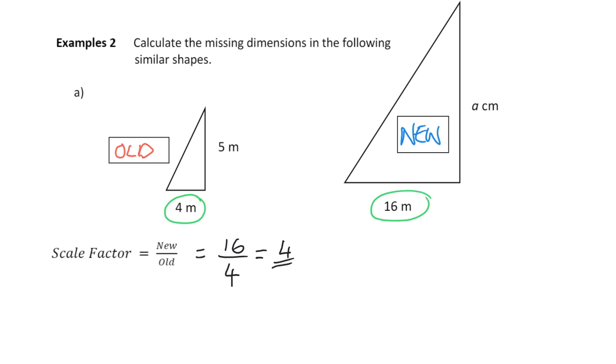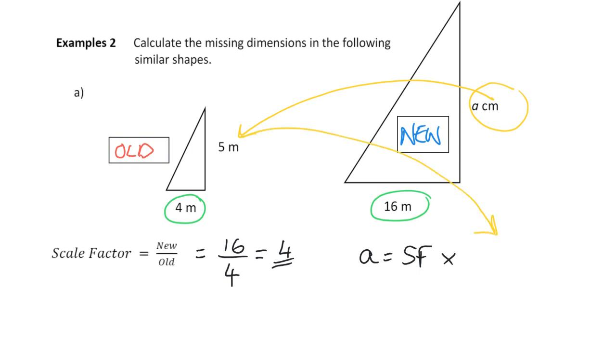Nice and straightforward. Now, how do you find the missing dimension? What are we looking for now? We're looking for this value A. So A is therefore the scale factor times the corresponding side to A. And we've already looked at this before. The corresponding side to A is over on the left-hand side on the smaller old shape. It's 5. So A corresponds with 5, which means it's the 5 that goes into the multiplication.